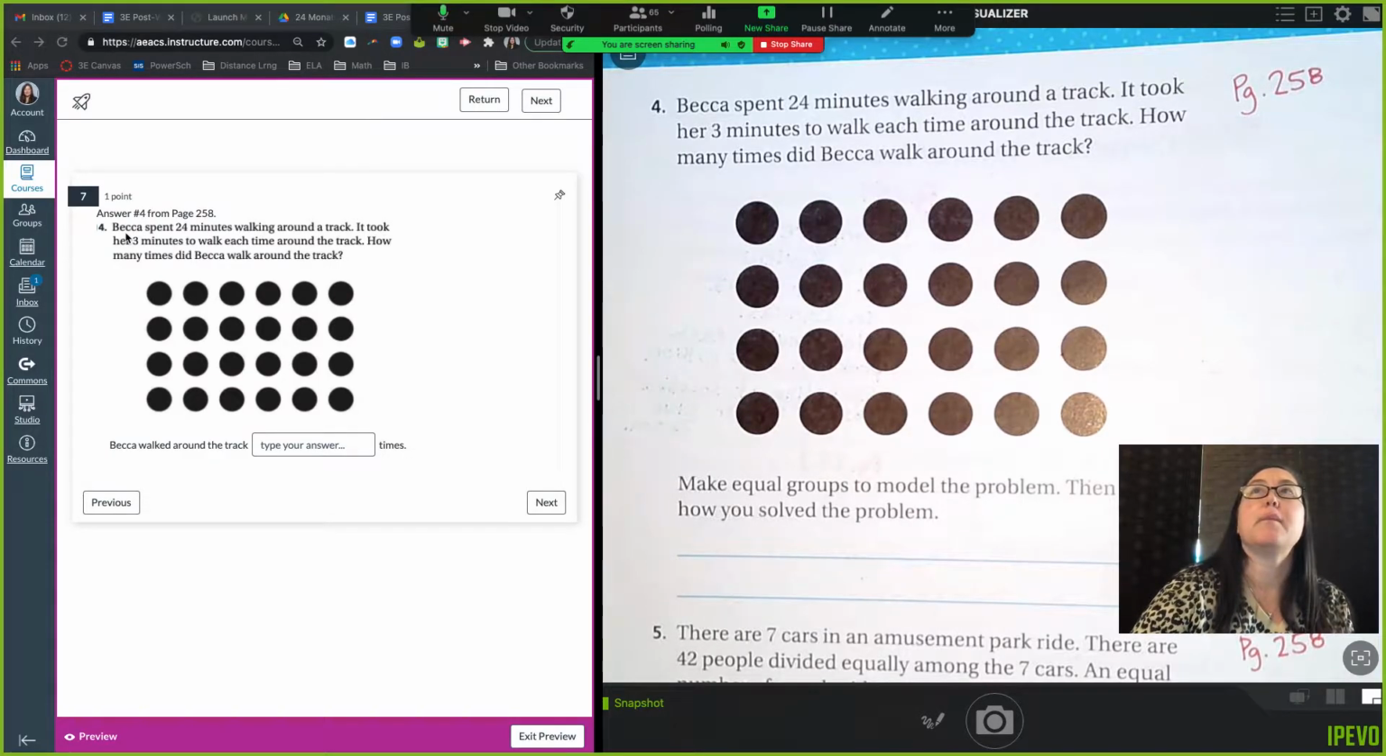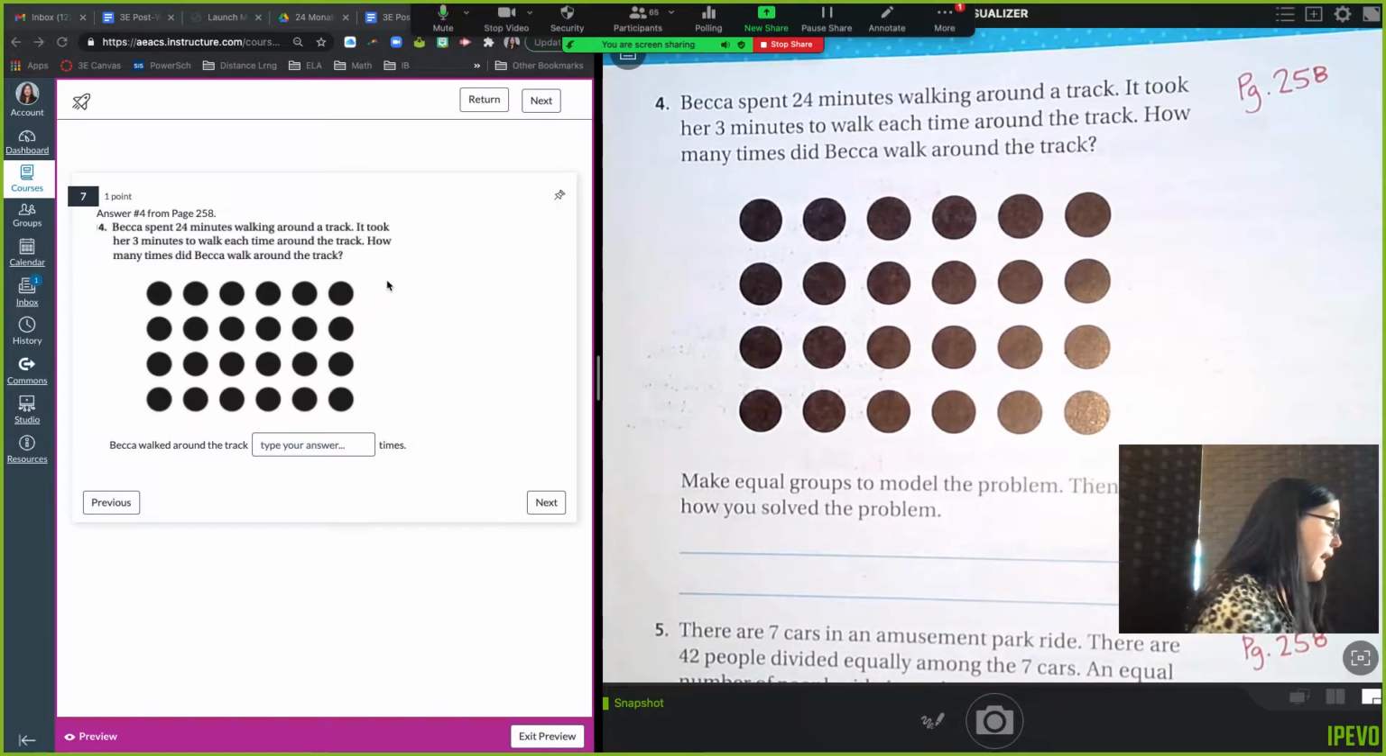So we're at number 7 from the computer, or number 4 in your book. The question about Becca. Becca spent 24 minutes walking around a track. It took her 3 minutes to walk each time around the track. How many times did Becca walk around the track? Now, we're having to use these dots, which for a minute was confusing to me. I had to take a moment and think, what are these dots? So I counted them all up.